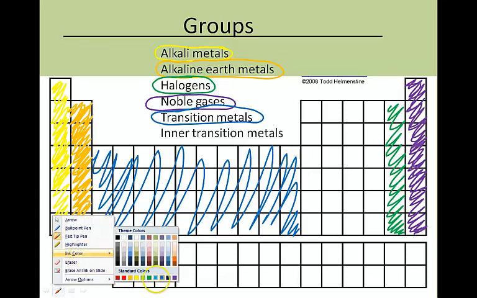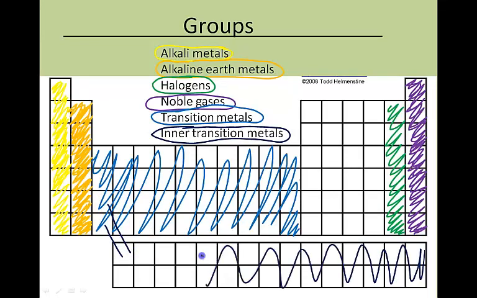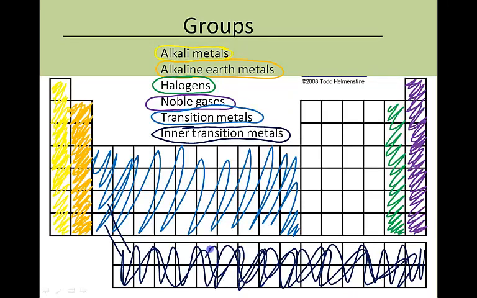And the inner transition metals, I think I've mentioned that word before, the inner transition metals fit inside of the transition metal group. So the F block are called the inner transition metals. A lot of these are synthetically made. They don't occur naturally. Most of them are radioactive.